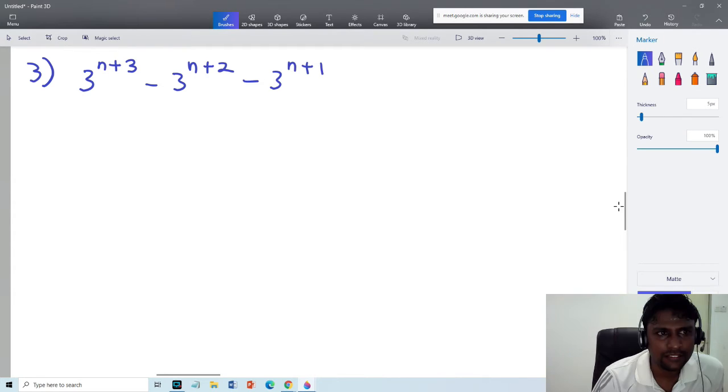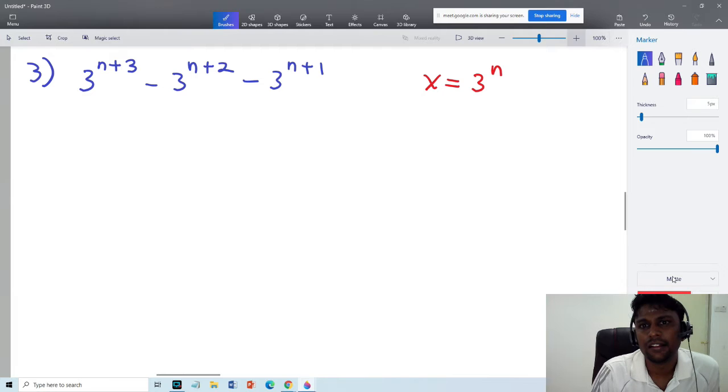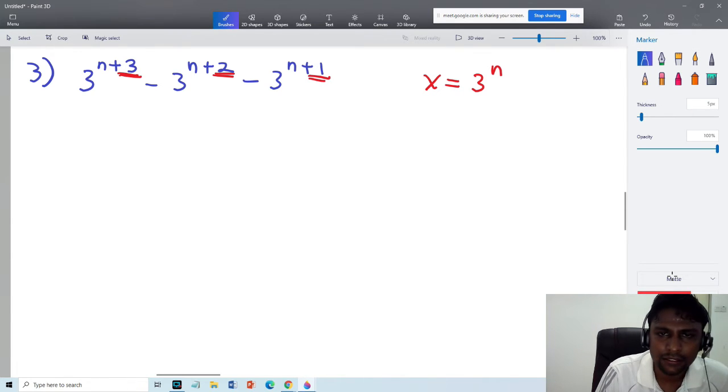Try this question. As I said to you, put x. You must find what your x is. Let's say we put x equals to 3 power of n. The rest you must take out from the n. For example, the 3 here you must split from the n. This 2 you must split from the n. This one again, the 1 you must take out from the n. Then only you can proceed to the next stage.